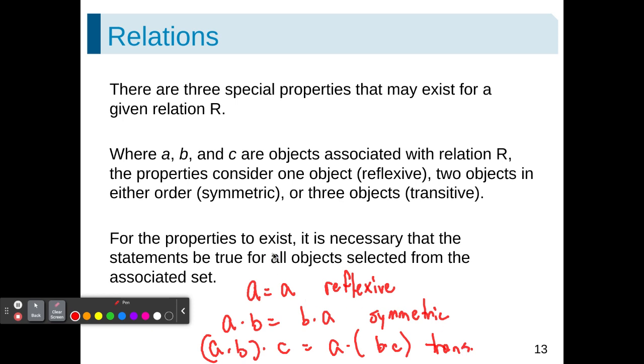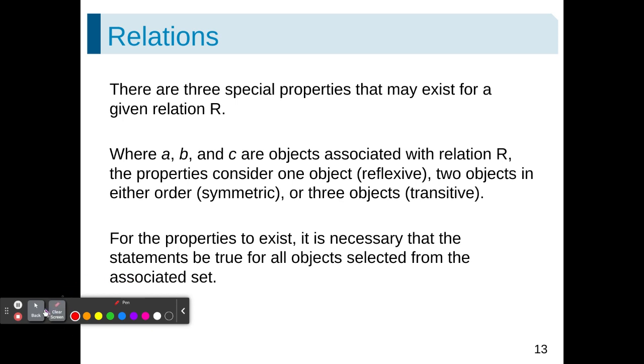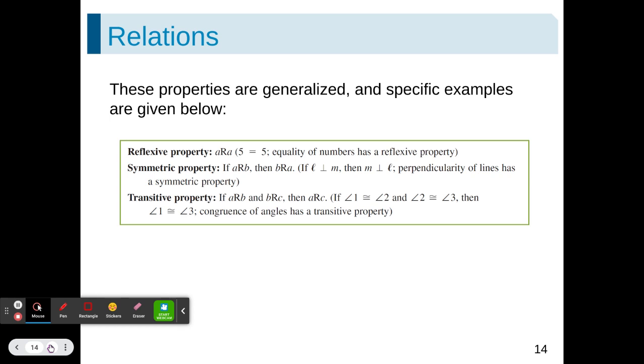For properties to exist, it's necessary that the statement be true for all objects selected from the associated set. As we keep building towards this, hopefully it will start connecting and letting you see how you can apply this in a particular situation. These properties are generalized and specific examples are given below. So this is kind of what I talked about.